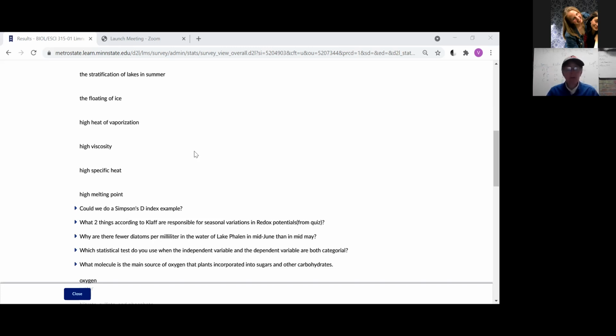Okay. All right, which statistical test do you use when the independent variable and the dependent variable are both categorical? Everybody needs to know the answer to this question. Many of you already do. What is the answer? Independent variable and dependent variable are both categorical. So give me a chat. Tell me what it is.